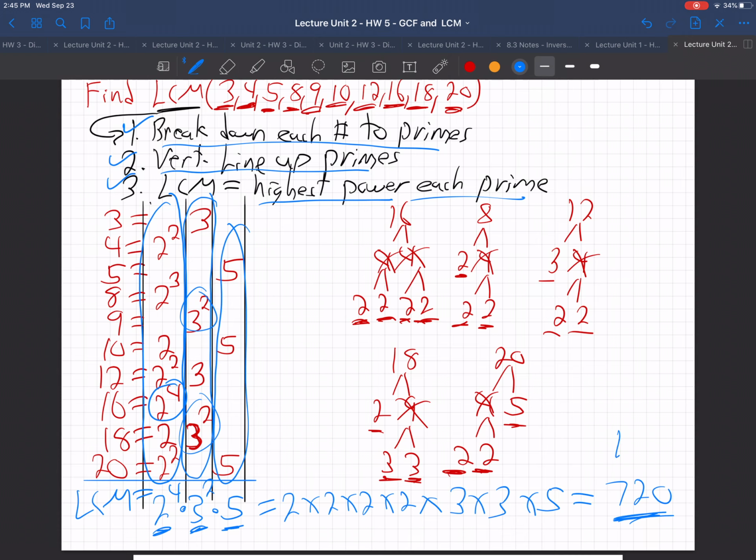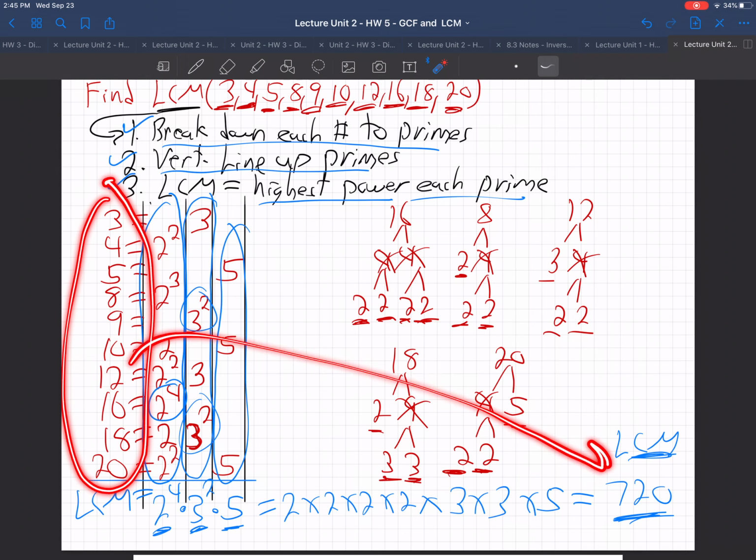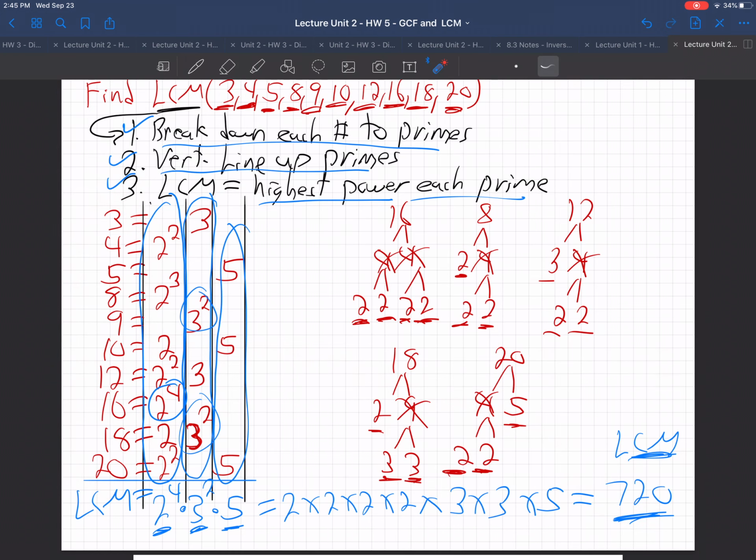720. That's the LCM. What that means is that's the lowest number, least common multiple, that all these numbers will divide into. All these numbers, 3, 4, 5, 8, 9, 10, 12, 16, 18, 20, all of them divide evenly into 720. They'll go into it perfectly, and that's the lowest number they'll all go into. It's kind of weird we can find that, isn't it? That's the lowest number that all those numbers divide evenly into. It's the least common multiple, is what that is.